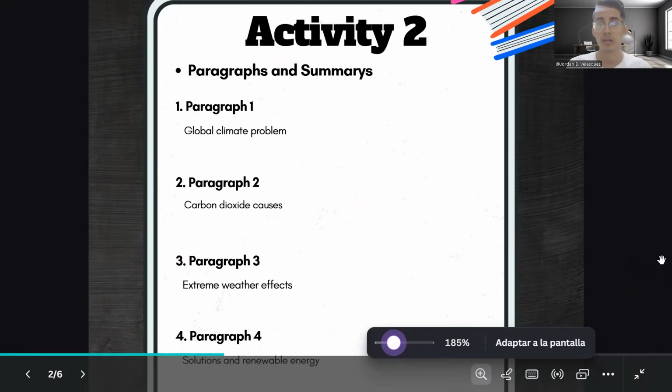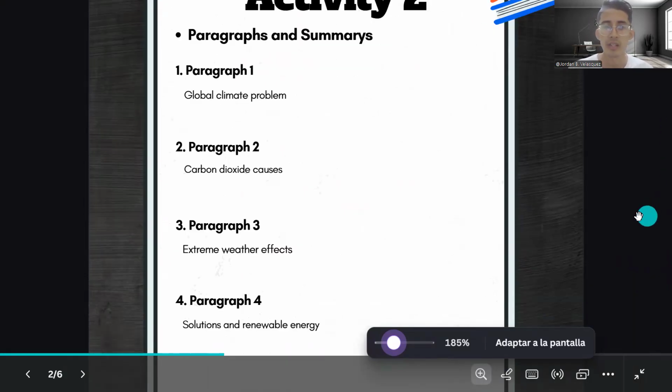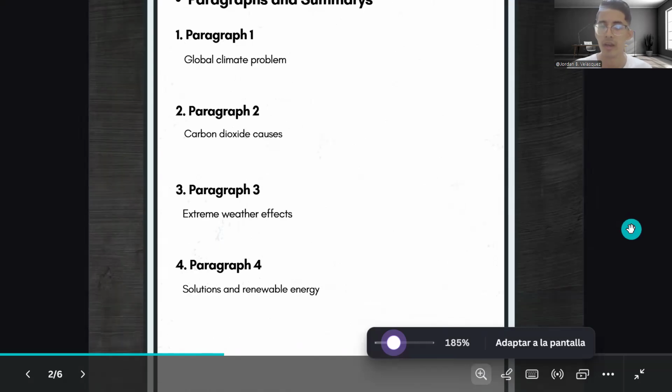Paragraphs and summaries. Paragraph 1, global climate problems. Paragraph 2, carbon dioxide cause. Paragraph 3, extreme weather effects. And paragraph 4, solution and renewable energy.